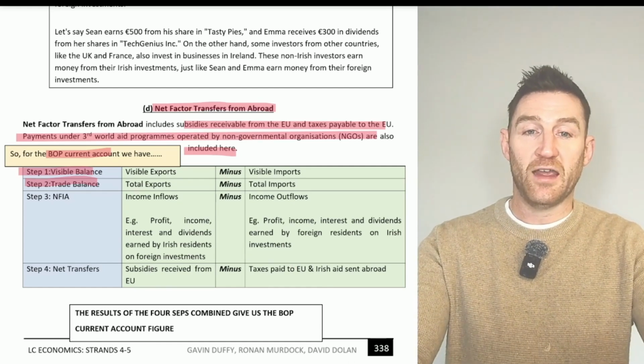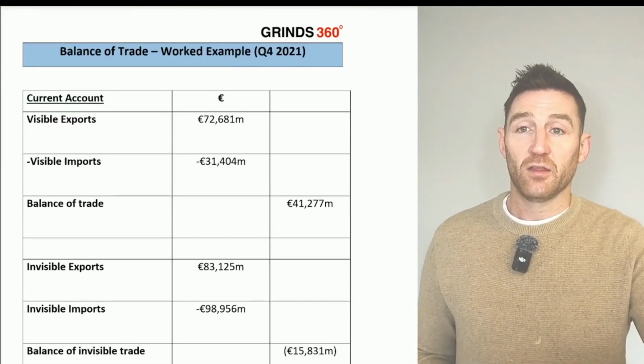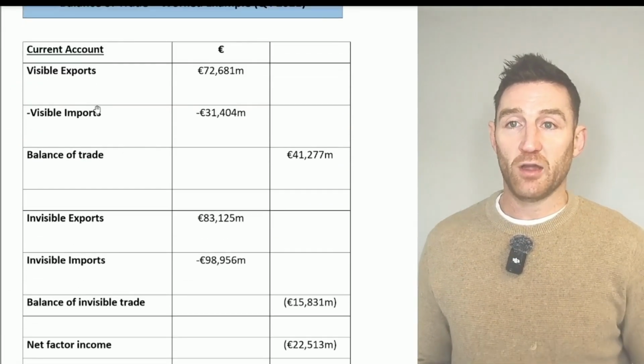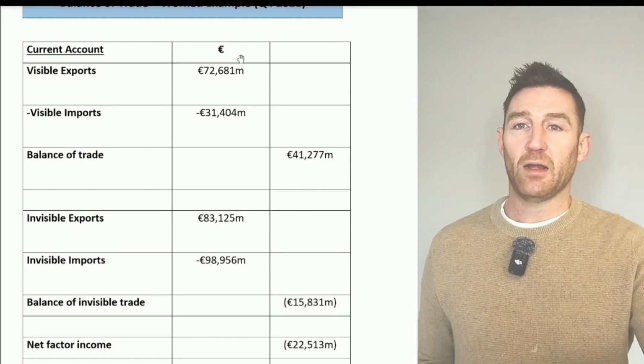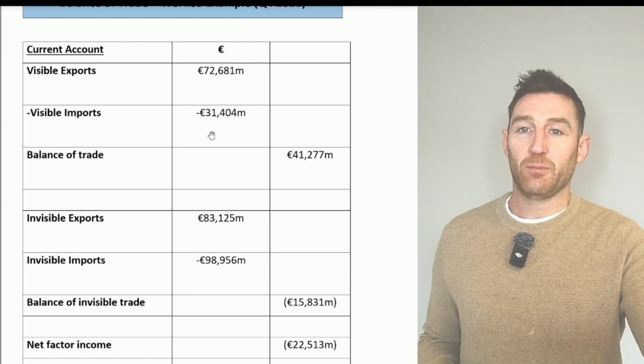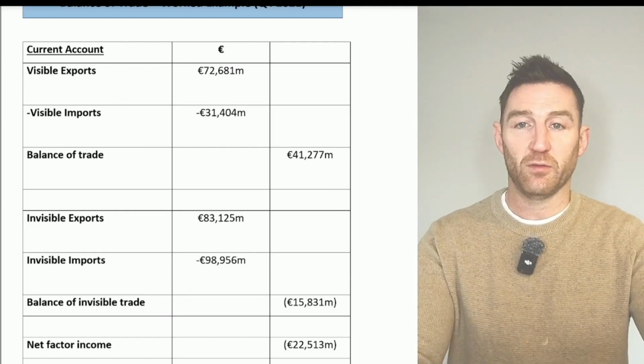If you look at the next page, we have a good example of the whole thing in action, right? We start off with visible exports minus visible imports. So that's the trade in goods. Let's say we have visible exports of 72 and visible imports of 31, and our balance of trade then is 41. That's the difference between those two.